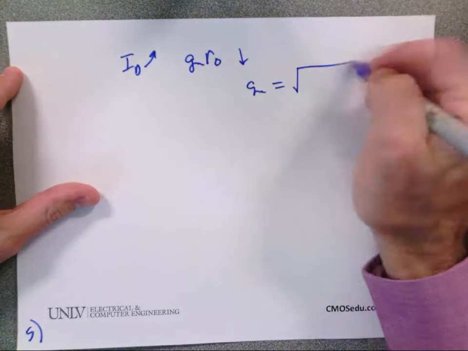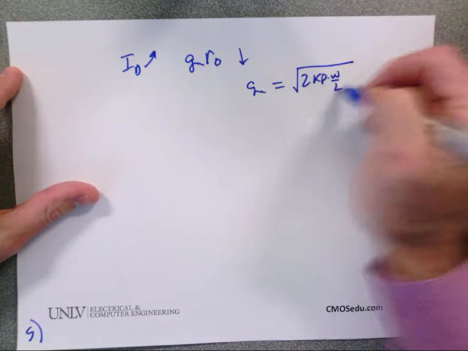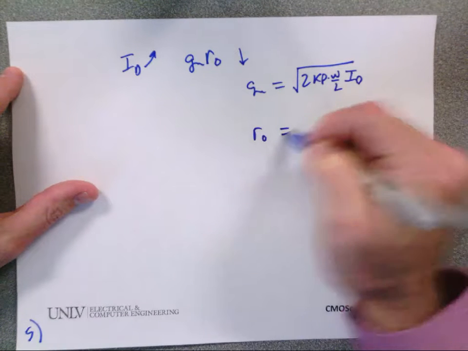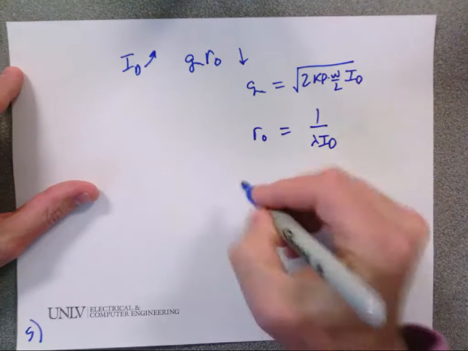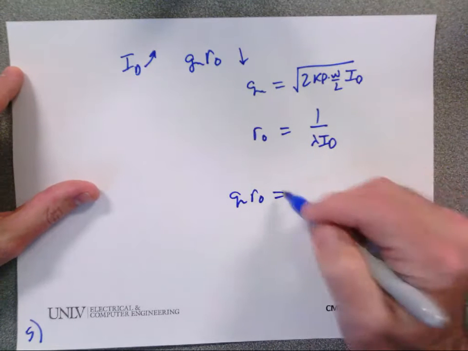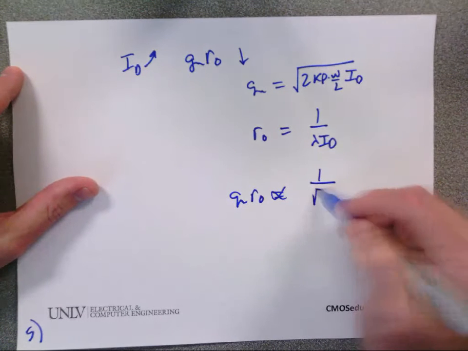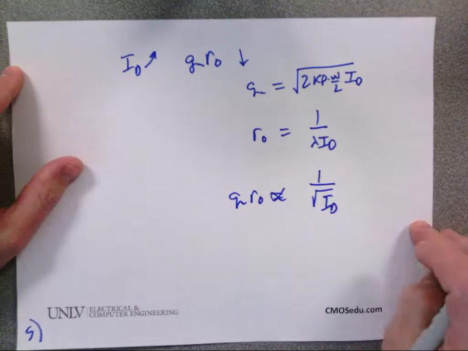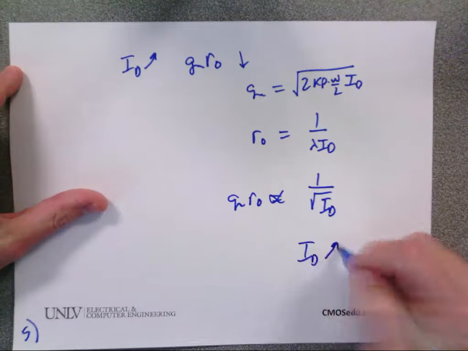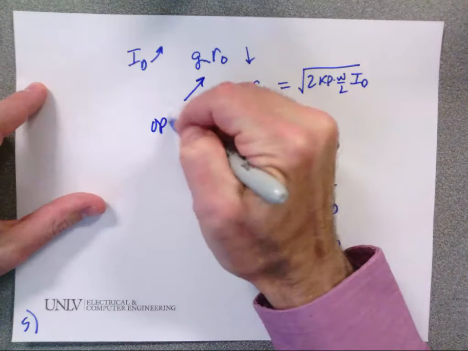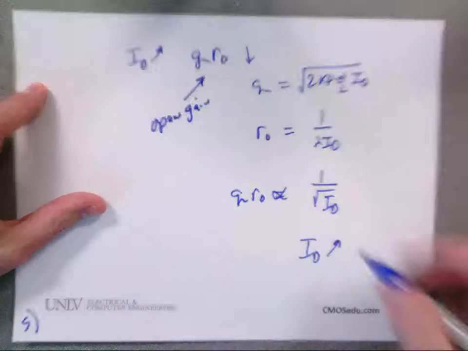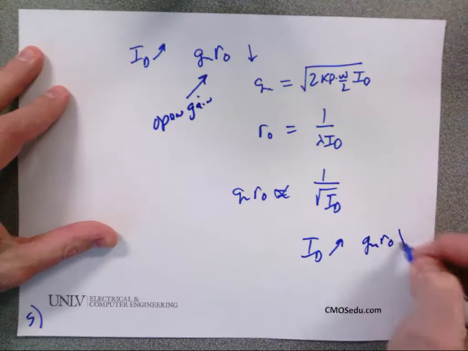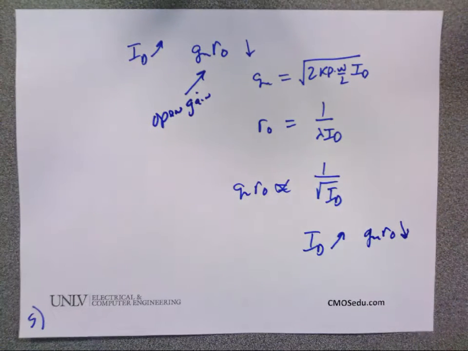GM is equal to the square root of 2 Kp times W over L times ID. R out is equal to 1 over lambda ID. If I look at GM R out, I get something proportional to 1 over the square root of ID. Does everybody agree with that? So if ID goes up, what happens to the open circuit gain? Is everybody cool with that? When I was first designing, I thought, I need more gain, so I'm going to jack up the current. And it always caused the gain to go down. That's why.